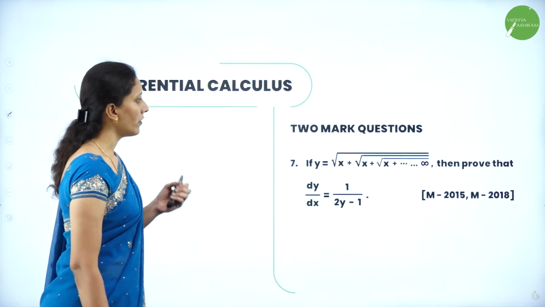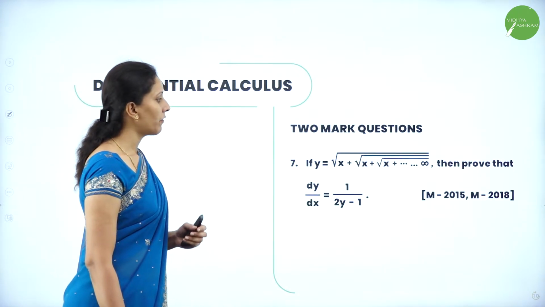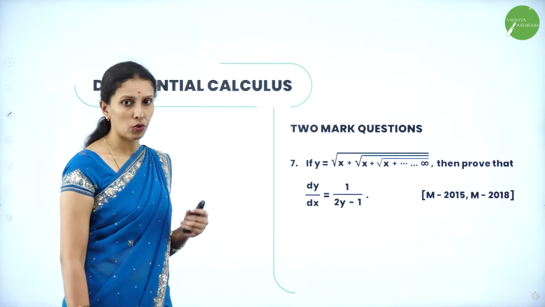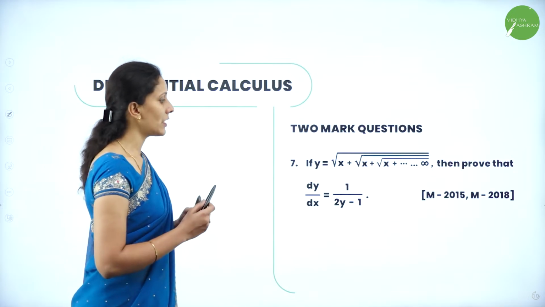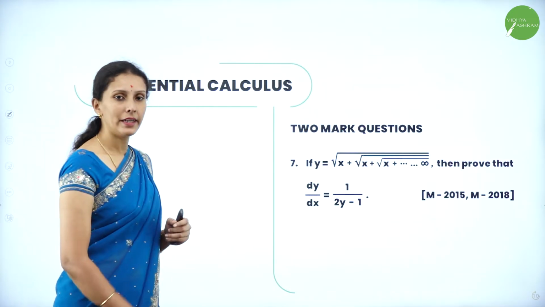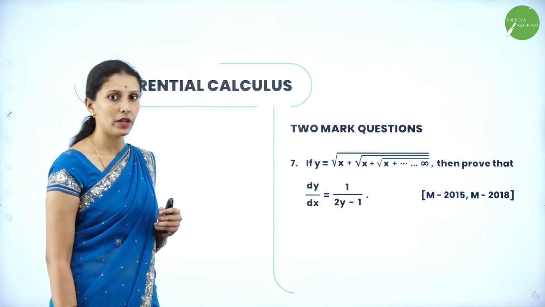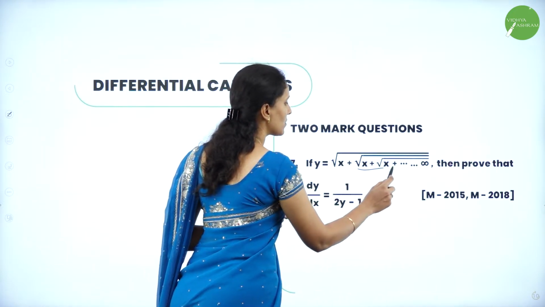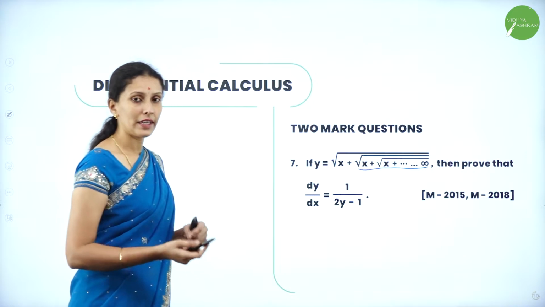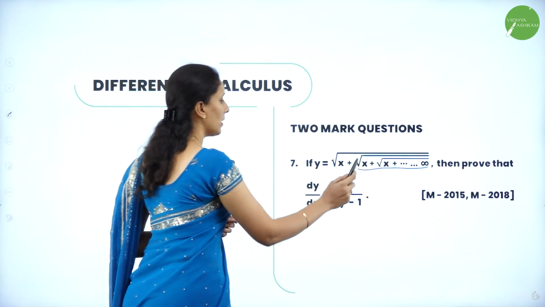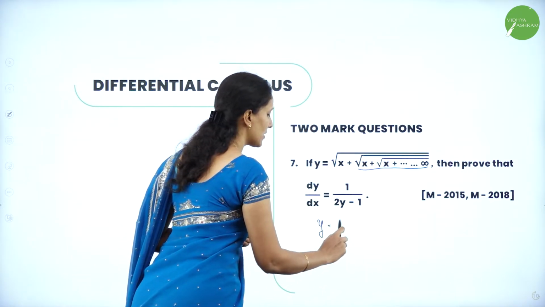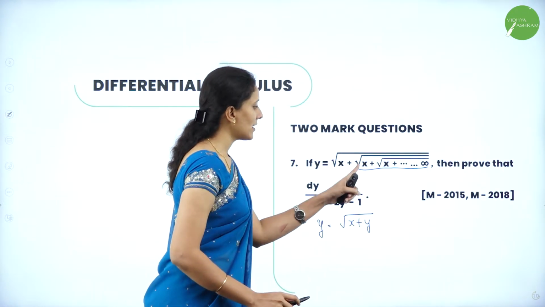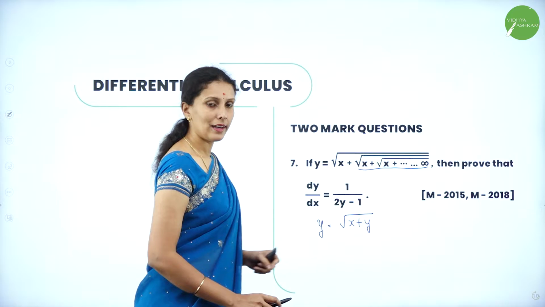Next, we will look at 2-mark questions. If y is equal to root of x plus root of x plus root of x until infinity, then prove that dy by dx is equal to 1 over 2y minus 1. So, let me take root of x plus until infinity as y itself. So, in the place of this, I will take y is equal to root of x plus y, where y is nothing but root x until infinity.